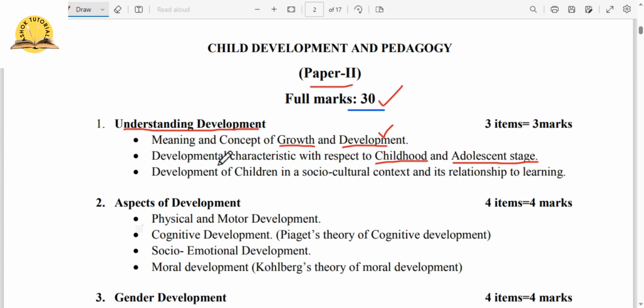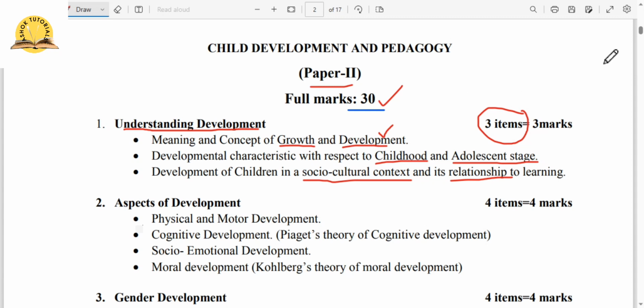And then we'll learn development of children in a socio-cultural context. This is very important. Socio-cultural context, right? And its relationship to learning, and how does it relate with the learning? So these three important things we will be learning in this particular unit, understanding development. And please remember that this particular unit is for 3 marks, all right? Which means this is for one, this is for one, and this is for one. So 1 plus 1 plus 1 is equal to 3. So this particular unit will be for 3 marks, simple topics and scoring, all right?